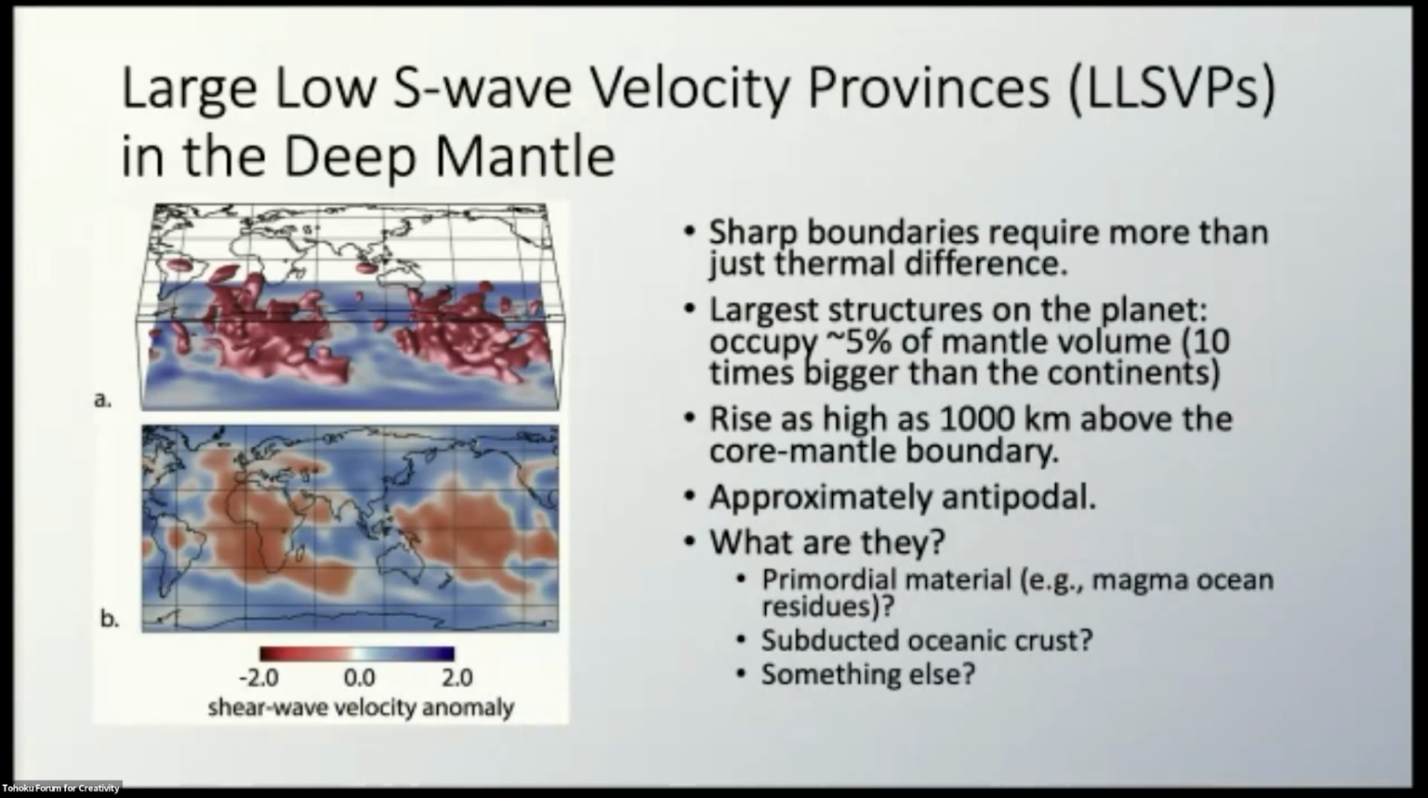One of the remarkable discoveries of the last 20 years has been the recognition of these large low S-wave velocity provinces. Okay, so it looks like they're hot, but they also suggest compositional boundaries because the boundaries are too sharp to be purely thermal. They're big, occupying maybe 5% of the mantle mass. That's 10 times the volume of the continents. They rise as far as 1,000 kilometers off the core-mantle boundary. They're approximately antipodal. What are they? Are they primordial material from magma oceans, subducted oceanic crust, or something else?